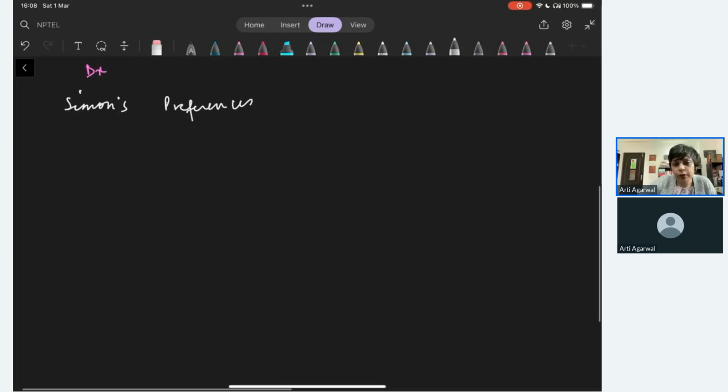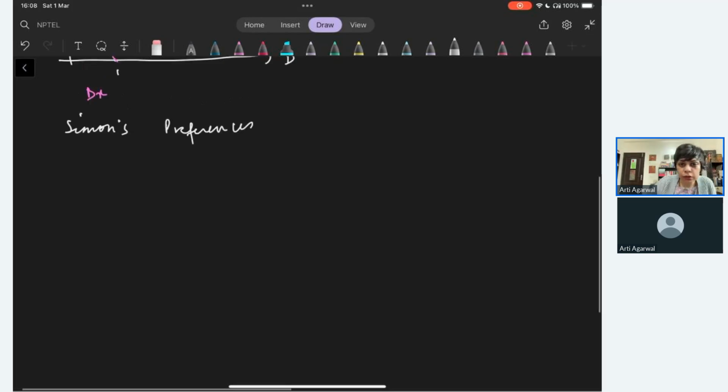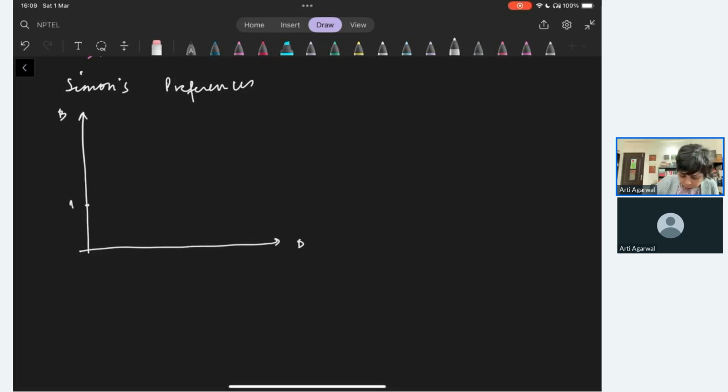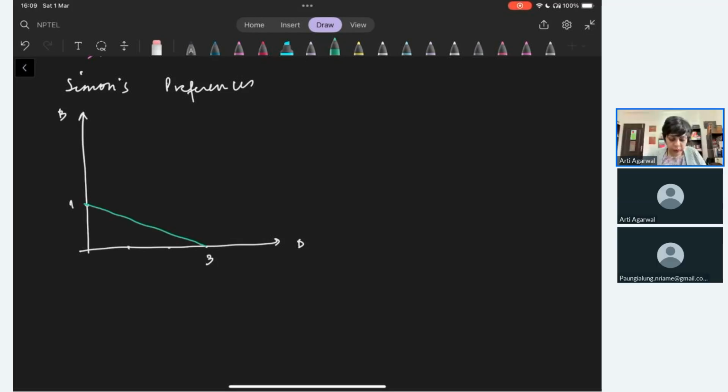For Simon's preferences, we are given that Simon is willing to forego 1 butterscotch for 3 dark chocolates. So this is again D, this is B. So this is, say, 1, and this is 3. So you have something like this. Delta y is equal to 1, and delta x is equal to 3.